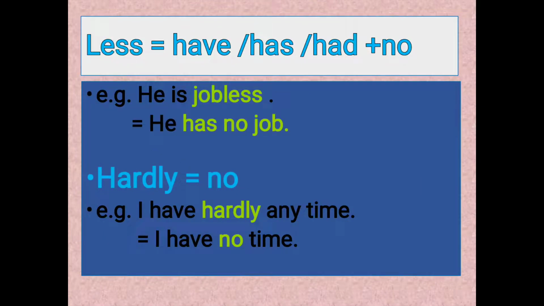"Less" becomes have, has, had plus "no." He is jobless. He has no job. So instead of "less," you can use "has no," because it is in present tense, so we have used "has." For "hardly," you can use "no." I have hardly any time. The answer is: I have no time.